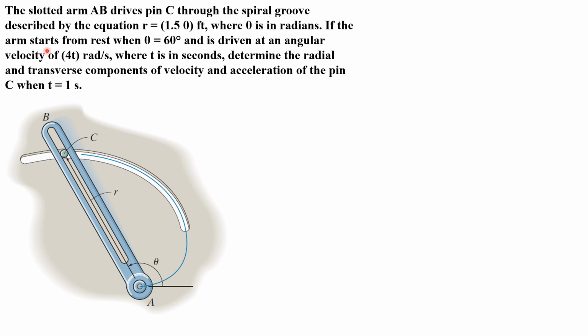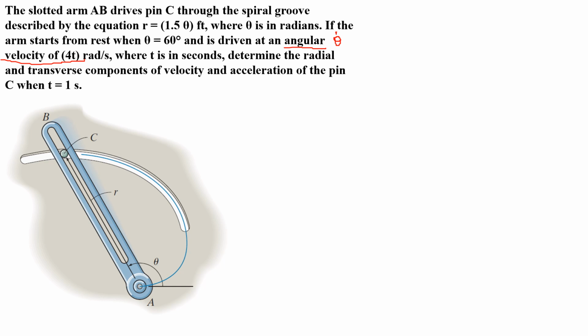If the arm starts from rest when theta equals 60 degrees and is driven at an angular velocity of 4t radians per second, where t is the time, this is theta dot. The question says determine the radial and transverse components of velocity and acceleration of the pin when time equals 1 second.